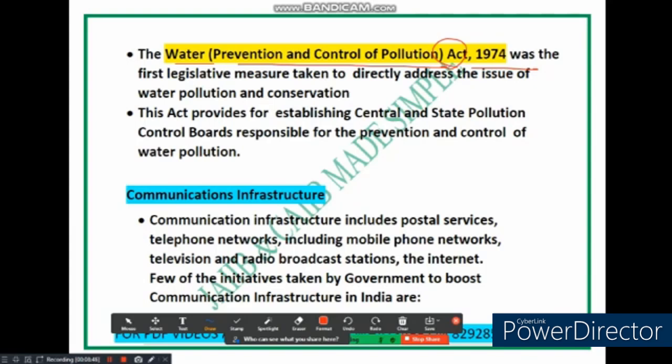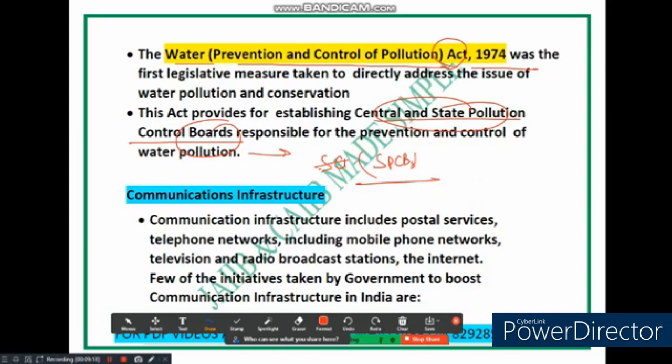Next point is the Water Prevention and Control of Pollution Act 1974. What it does is establish the CPCB, the Central Pollution Control Board at the national level, and the State Pollution Control Board at the state level. CPCB is at the central level, and SPCB is called the State Pollution Control Board at the state level, as the name suggests.